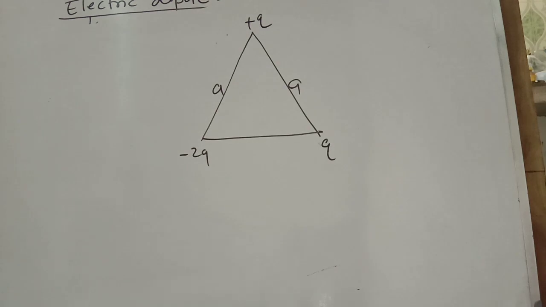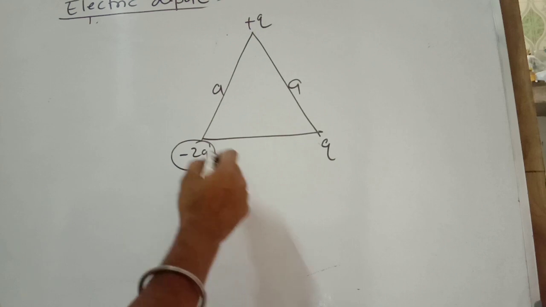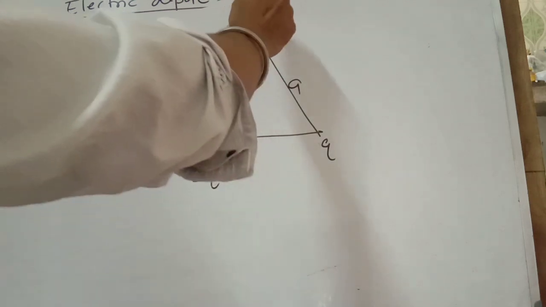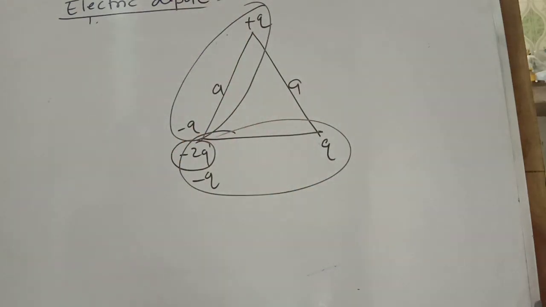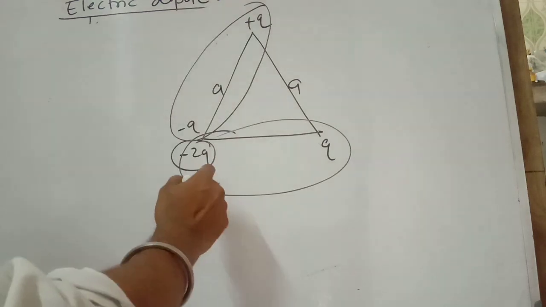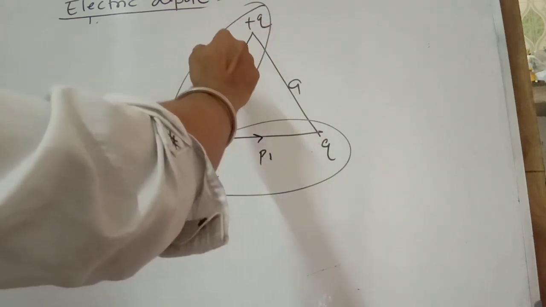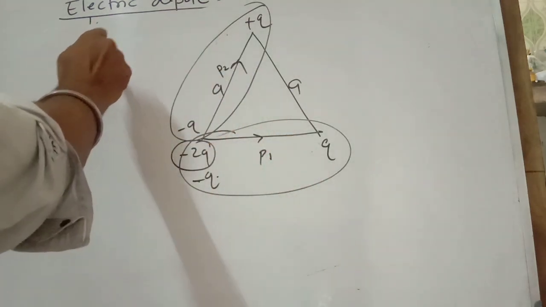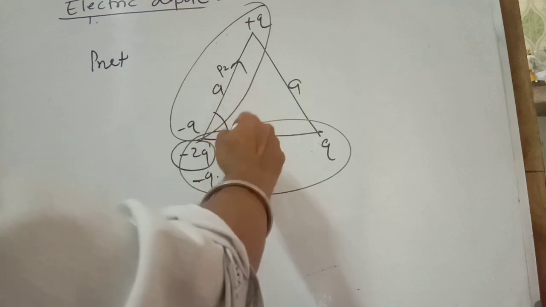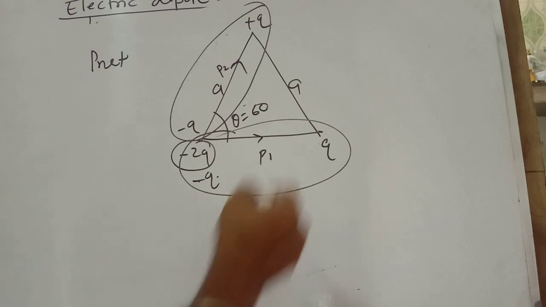So now here you will also make the electric dipole, that means you will break this minus 2q charge like this: plus q, minus q and minus q. So it will work, it's an electric dipole, and another electric dipole is this one. Okay, so already told the electric dipole direction is from negative to positive, so it is P1, and its direction is P2. It will go in this direction. So you can also find here P net. It's an equilateral triangle, so the angle between them is 60 degrees, so theta equals 60 degrees. Then you use the vector addition, you can find the P net.